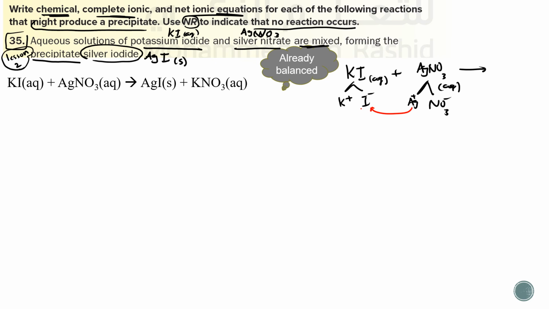Positive with the negative, and you will get KNO3 AQ plus AgI. هو يقول لك إنه هو solid هني، مش لازم نستخدم الجدول. يقول لك هو precipitate solid, so you know that you will put S. وهذا التفاعل اللي عندنا.